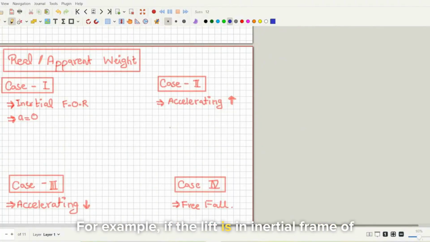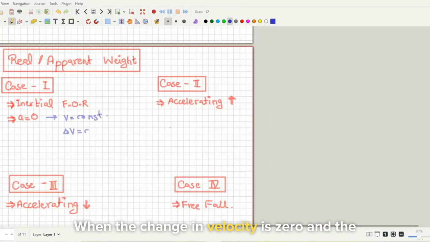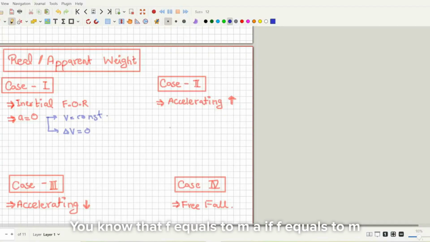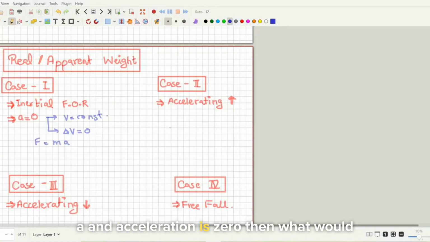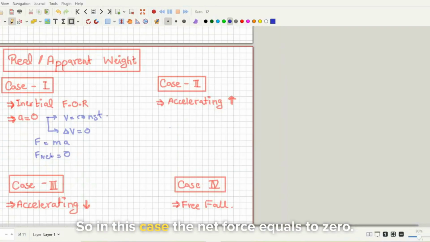For example, if the lift is in an inertial frame of reference, that means the acceleration is 0. When is acceleration 0? When the velocity is constant, or you can say the change in velocity is 0. When the change in velocity is 0 and the velocity is constant, then the acceleration is 0. You know that F equals ma. If acceleration is 0, then what would be the net force? The net force would be equal to 0.